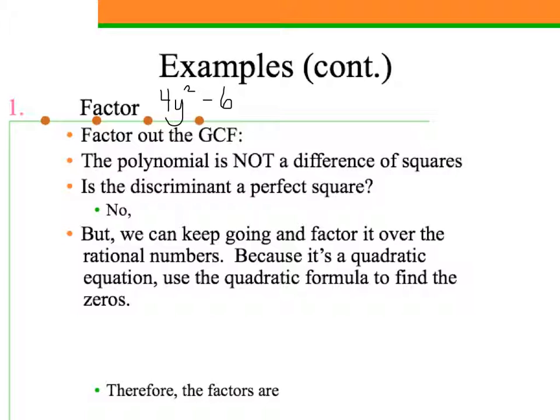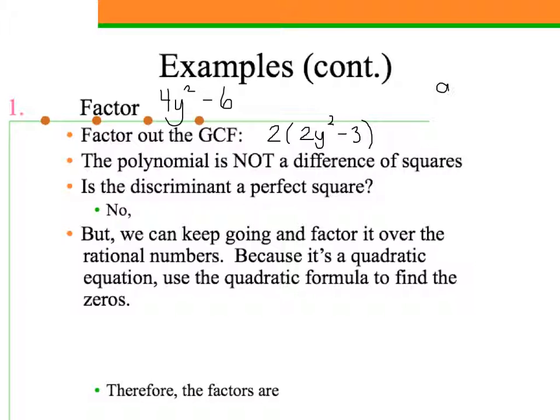A third example here is one where we're asked to factor what seems to be pretty simple, 4y squared minus 6. So of course we look for a greatest common factor first, and 2 divides into both of those terms, leaving us with 2y squared minus 3. Now that 2y squared minus 3 is not a difference of squares, so let's see if it's even factorable.